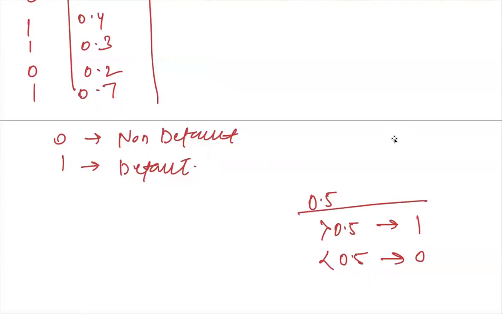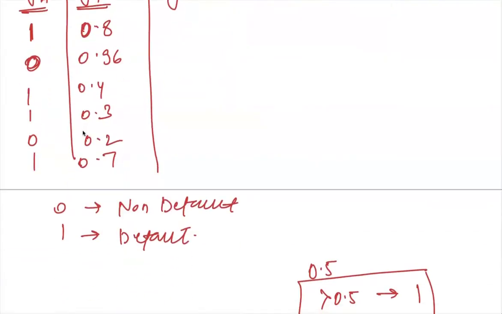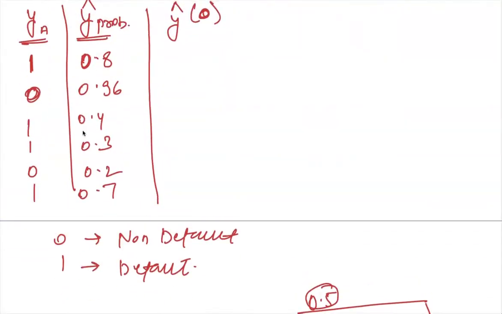This is what we have studied from logistic regression or the sigmoid function. Do you all remember this? Right? So now what we have to do is, instead of taking 0.5, let's take 0. So anything greater than 0 will be 1. Here, 0.8 is greater than 0? Yes. So everywhere it will be 1.